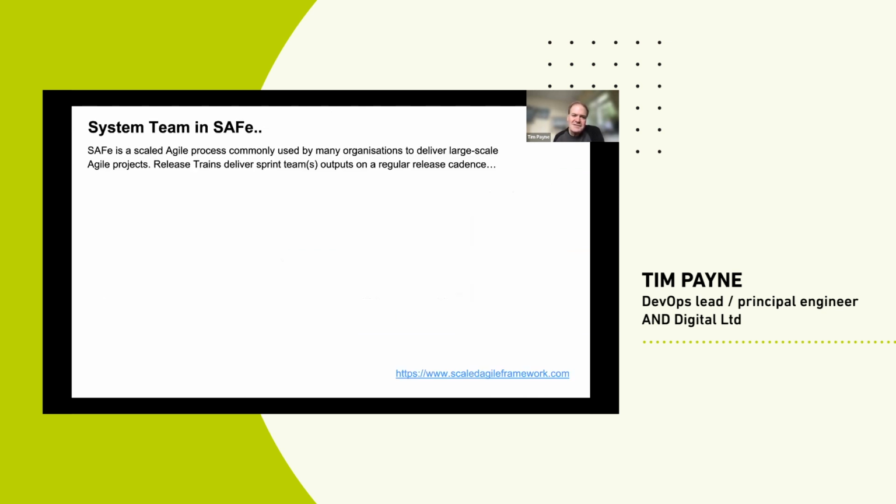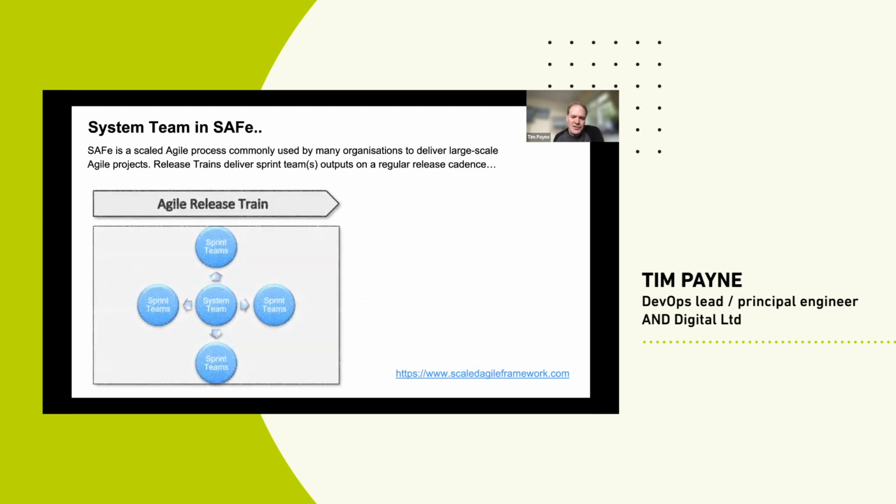For the system team approach, if you've not heard of SAFe before, basically SAFe is a scaled agile process commonly used by many organizations to deliver large-scale agile projects. They have things called ARTs, or release trains, that deliver regular releases or drops at a regular release cadence. And what you have is what's called a system team, an enablement team that supports all of the sprint teams on an agile release train.